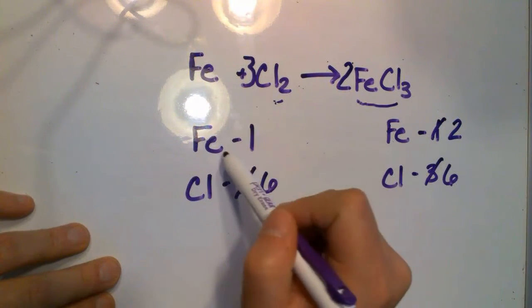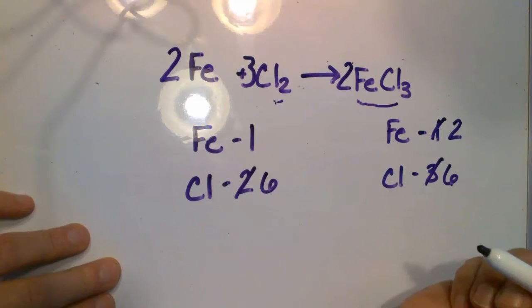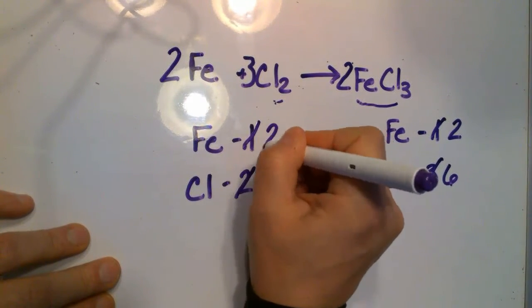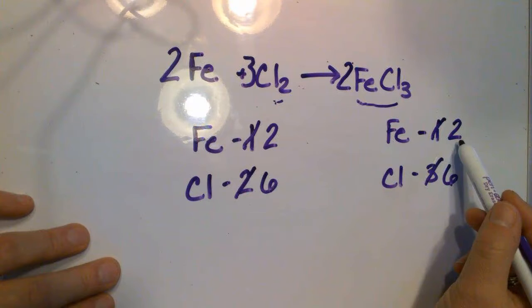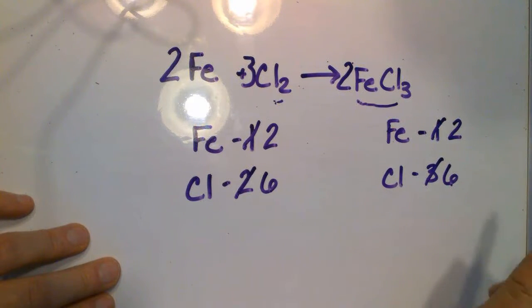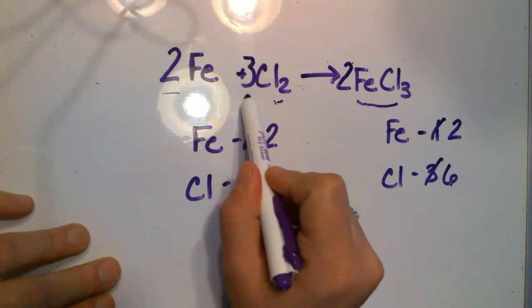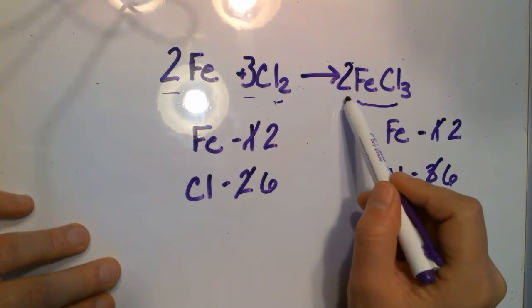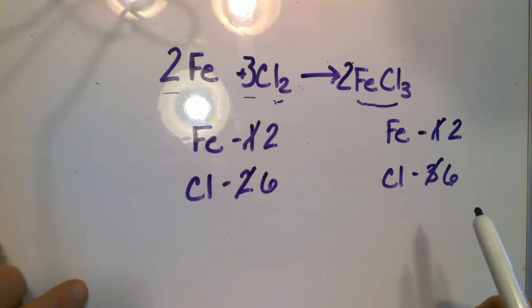So what can I do over here to get 1 more iron? Well, I can put a 2 here. And now I have 2 irons. I have 6 chlorines on this side, and I have 2 irons, and I have 6 chlorines on this side. So the balanced equation would be 2 irons plus 3 chlorides will end up giving me 2 molecules of iron chloride.